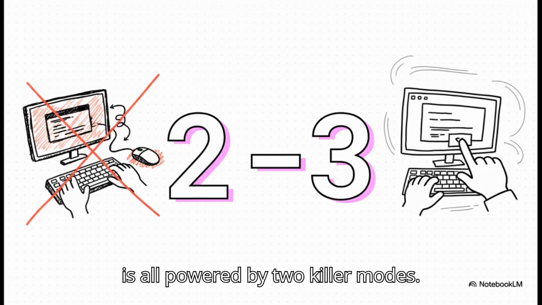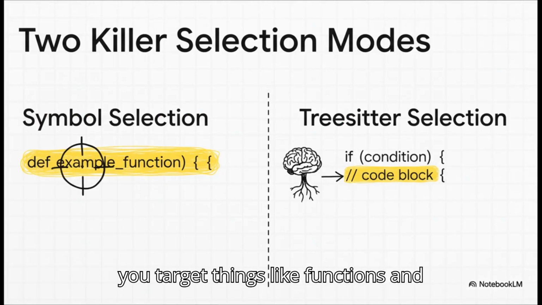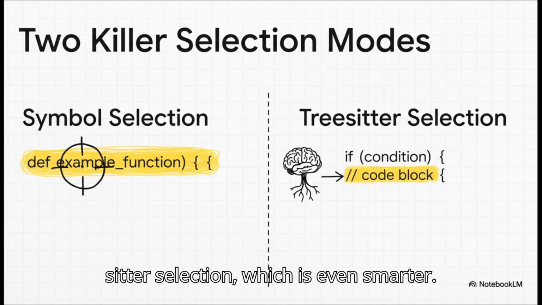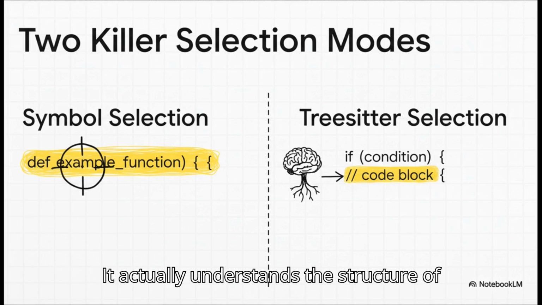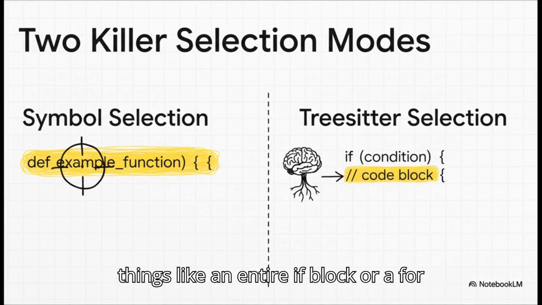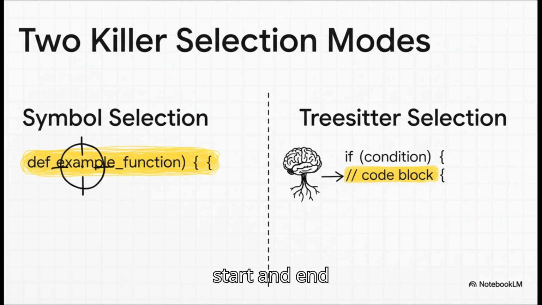That's a huge deal. And this is all powered by 2 killer modes. You've got symbol selection, which lets you target things like functions and classes by name, but then there's Treesitter Selection, which is even smarter. It actually understands the structure of your code, so you can instantly select things like an entire if block or a for loop without ever having to hunt for the start and end points again.